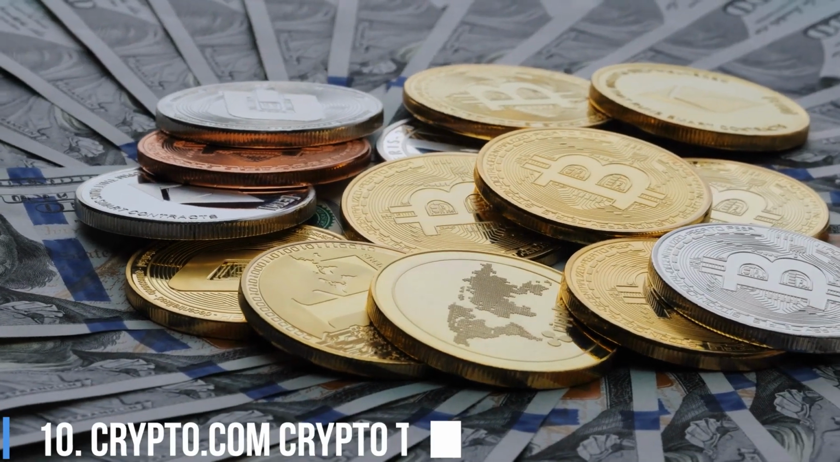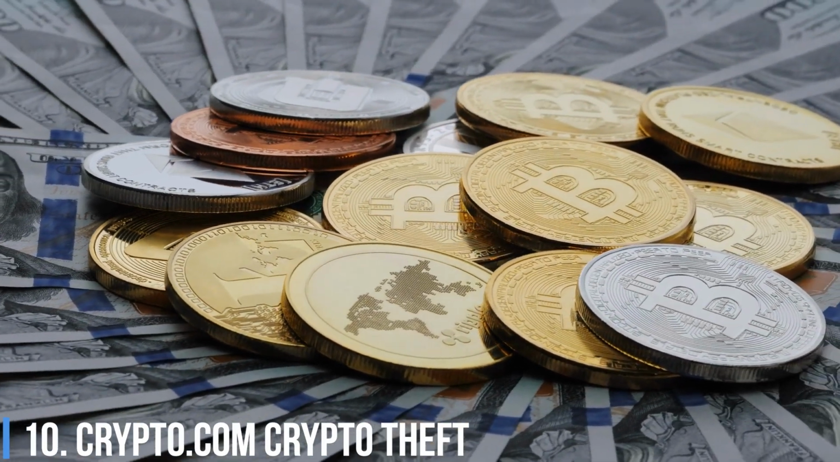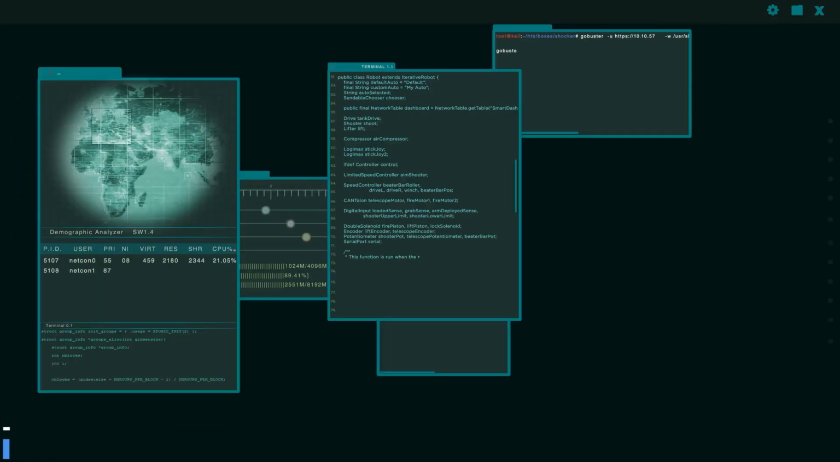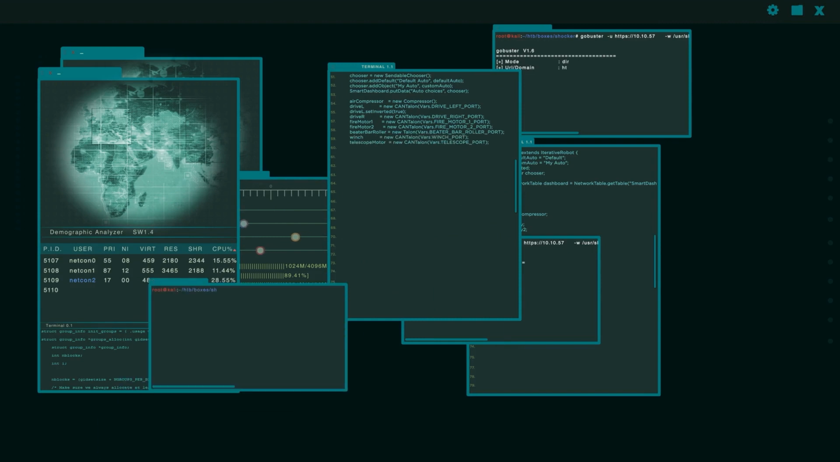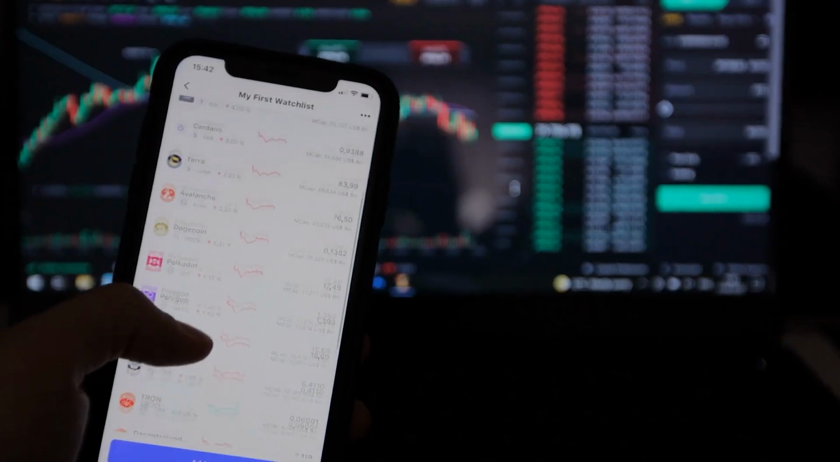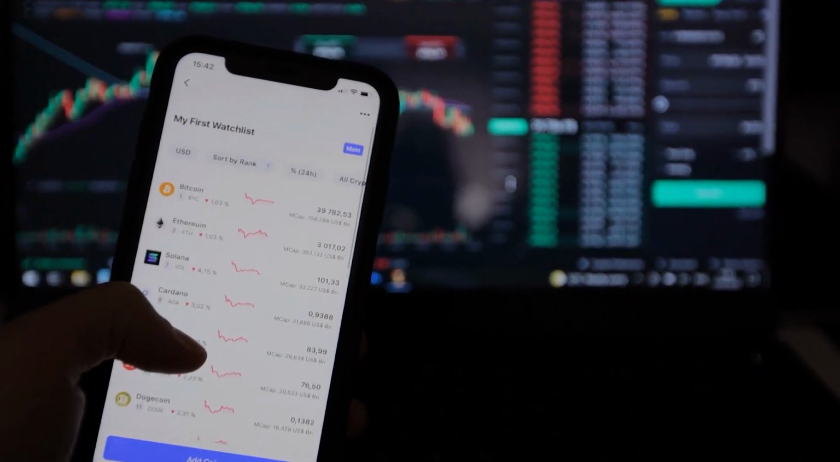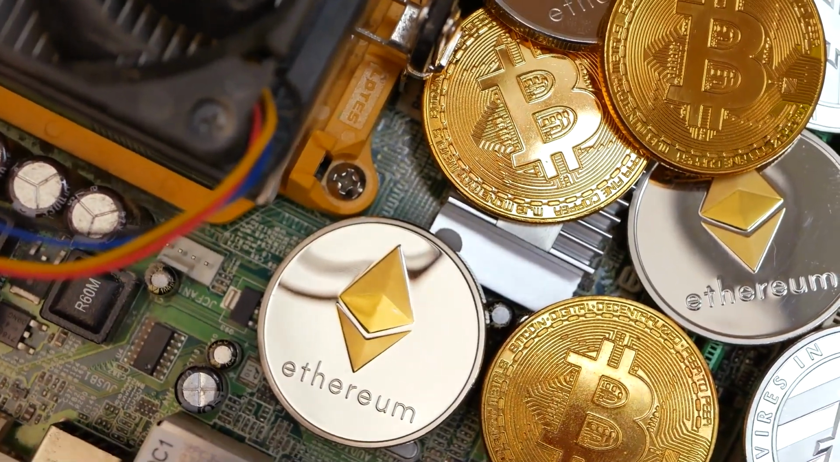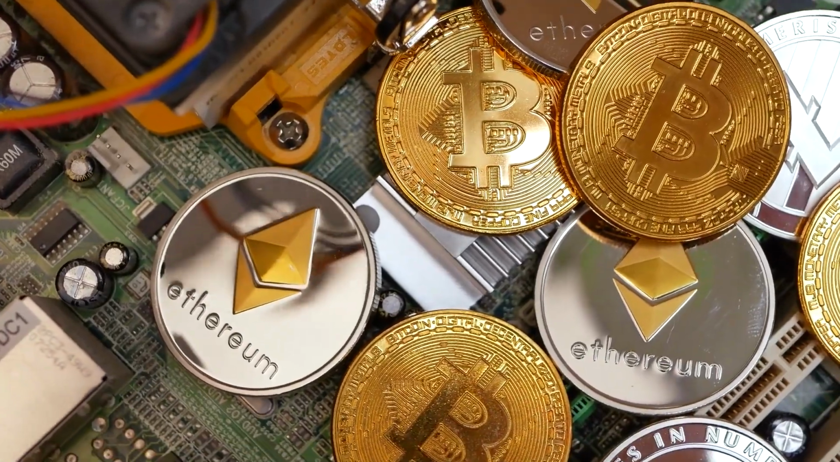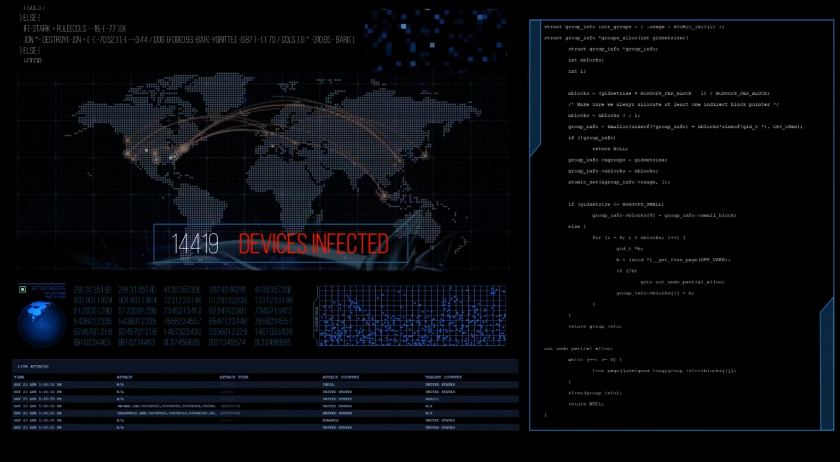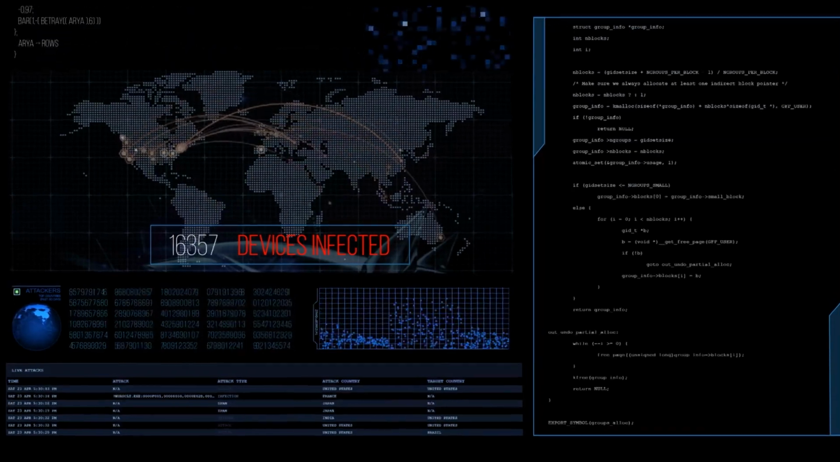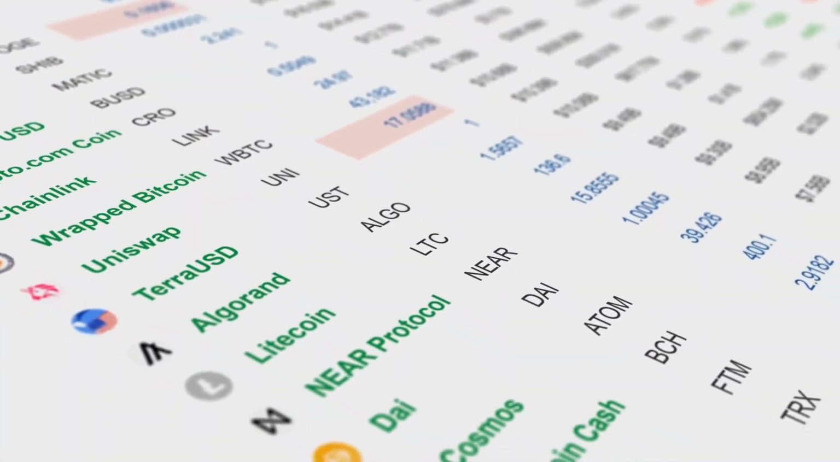Number 10. Crypto.com Crypto Theft. The attack took place on January 17th and targeted nearly 500 people's cryptocurrency wallets. In this case, hackers stole approximately $18 million worth of Bitcoin and $15 million worth of Ethereum, plus other cryptocurrencies. This was primarily possible thanks to the hackers' ability to bypass two-factor authentication and access users' wallets.